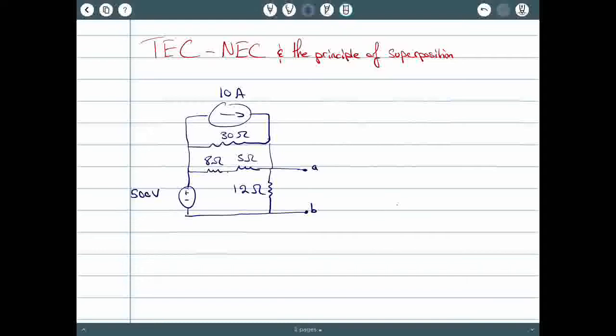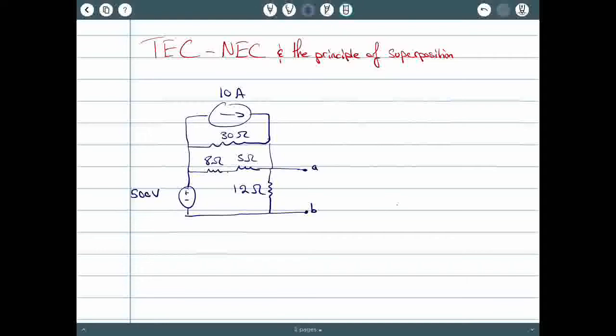So to start off, I'm gonna solve this circuit here. I'm gonna simplify it between the terminals A and B. I'm gonna find both the Thèvenin equivalent circuit and the Norton equivalent circuit. So to start off, I want to find V Thèvenin.